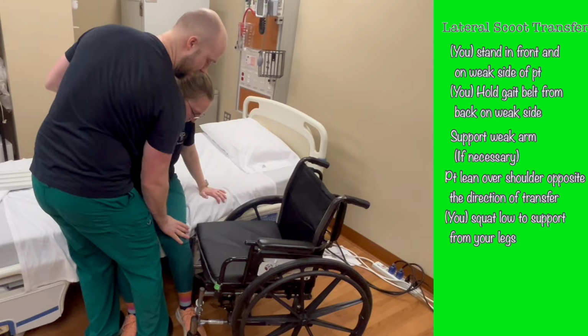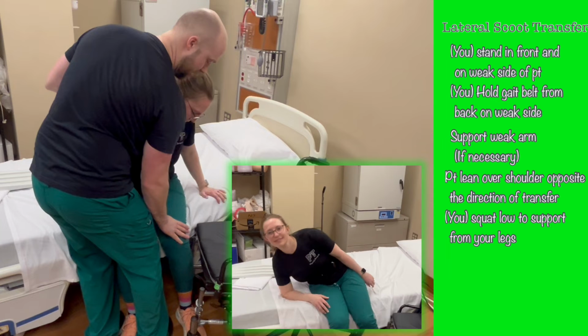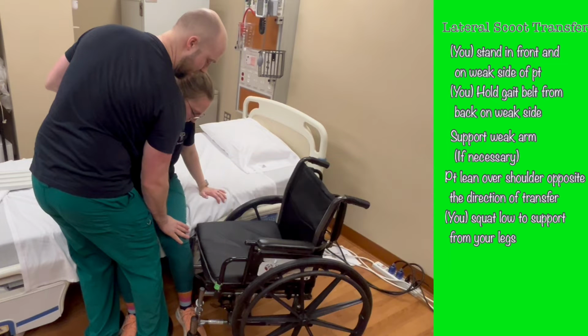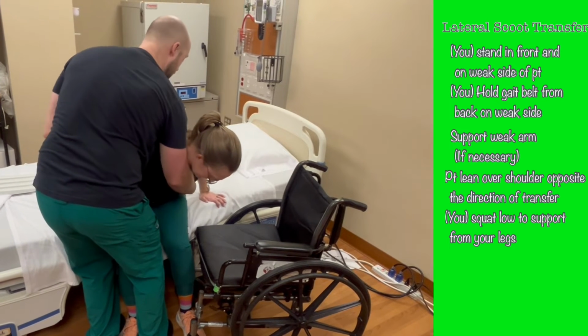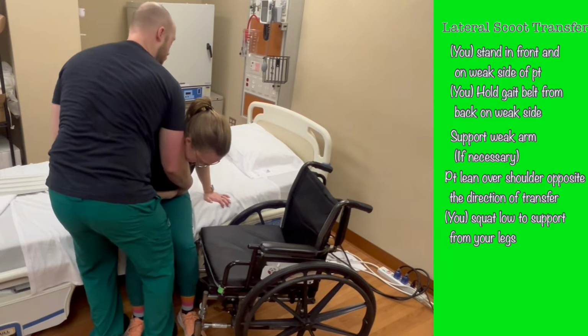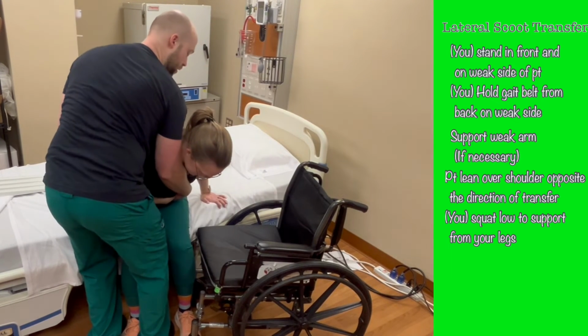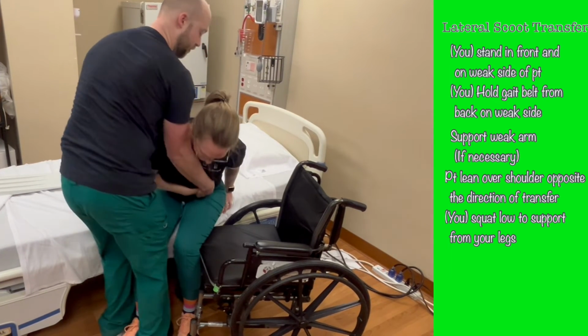However, if you identify that the patient has severe weakness on their weak side with very little trunk control, so much so that by leaning in this direction, you would be forced to fully support the patient's weight, that's unsafe for you. And you can have the patient lean toward the direction of the scoot instead. You lose the benefit of the directed butt lift, but the scoot can still be effective, and it will be safer for you and your patient.